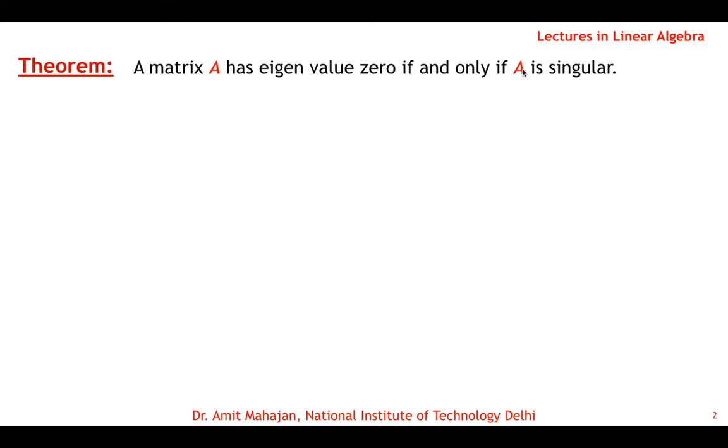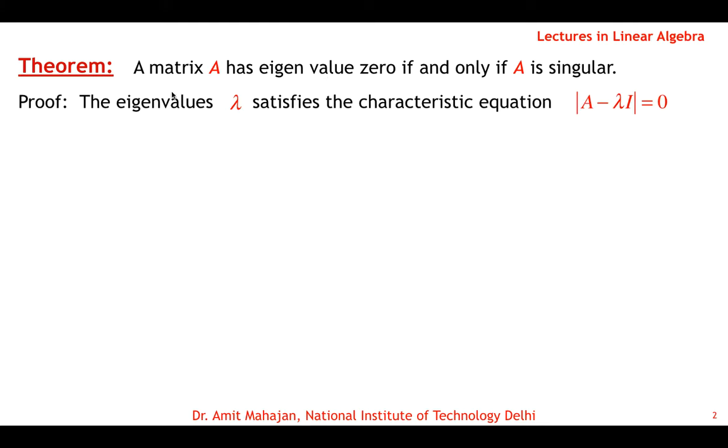singular. This is an important result in the sense that if you know that an eigenvalue is 0 for a matrix, then the matrix is definitely singular. Or if you know that the matrix is singular, then it is going to have at least one eigenvalue as 0.